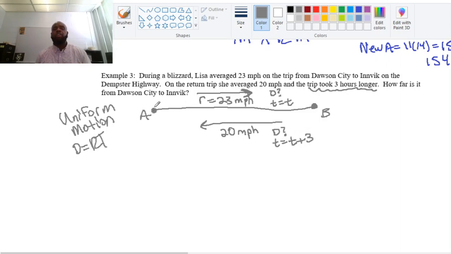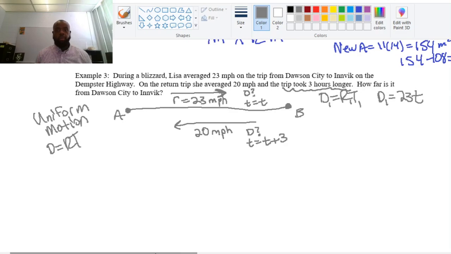the distance it takes me to go from A to B is exactly the distance it takes me to go from B to A. So although I have distance equals rate times time for the way I go up, I'm going to represent that with a subscript 1. That is going to be D1 equals 23 times T. Rate is 23 miles per hour. T is my time, which is my variable.